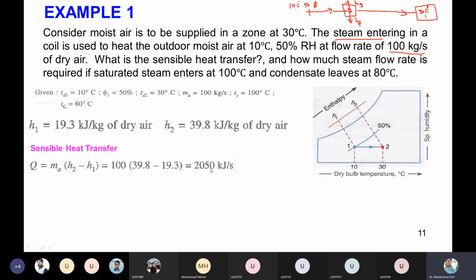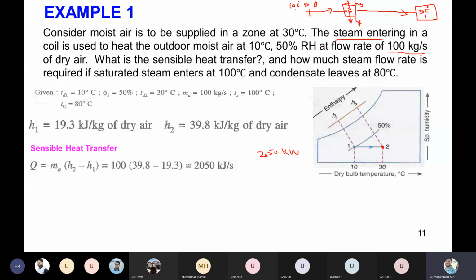You put this value in, so this is almost equal to 2050 kilowatt. So it's much higher requirement for the heating, because the temperature difference is too much, from 10 to 30, and the mass flow rate is also very high, I mean 100 kg per second. That's a very huge mass flow rate. That's why the amount of energy requirement is too high. If you convert, it is basically 2050 kilowatt, which is very high.